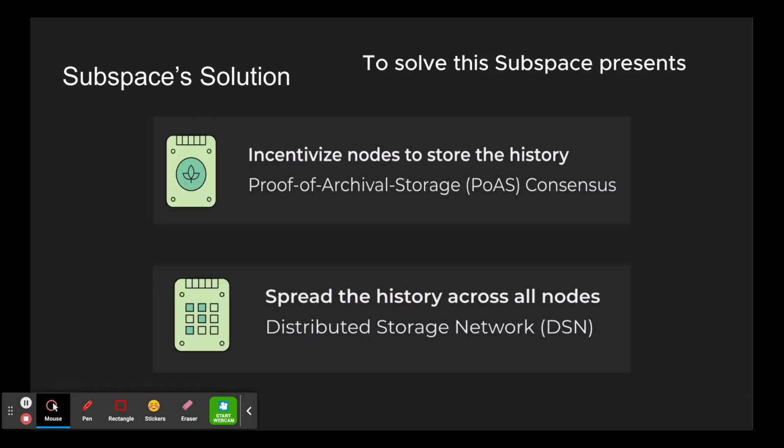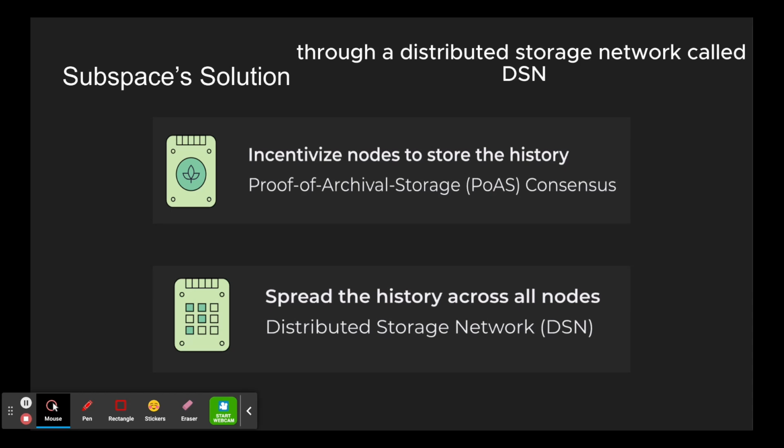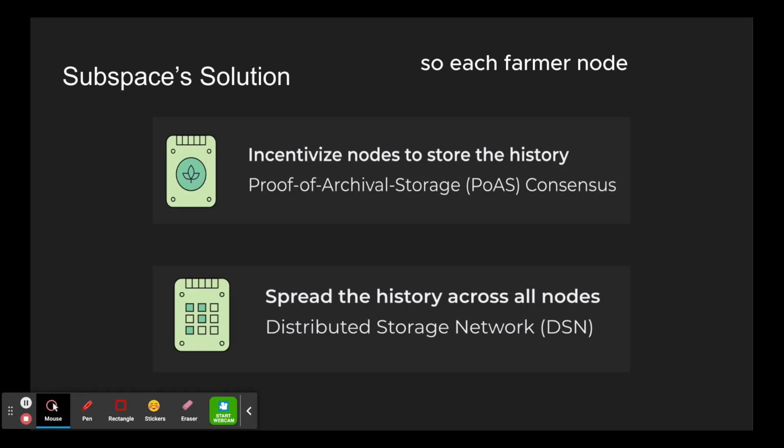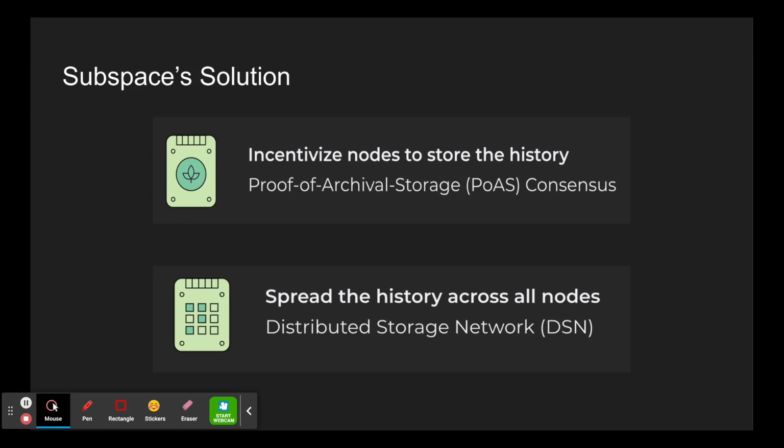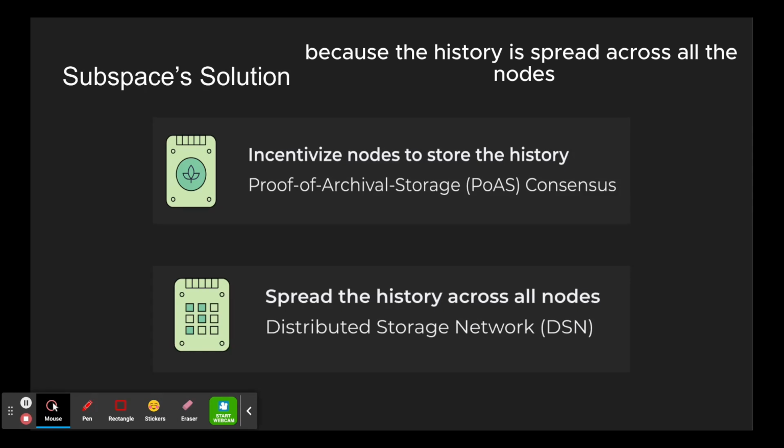So to solve this, Subspace presents the proof of archival storage consensus, which we also call the Lithium. The way this works is through a distributed storage network called DSN. Each farmer node stores parts of the blockchain history, and based on how much storage is dedicated, farmers store as many copies as they can of different portions, and in return, they receive Subspace currency, which we call SSC. Together, all the farmer nodes store multiple copies of the entire history, and thus we can all agree on what's on the blockchain, because the history is spread across all the nodes.